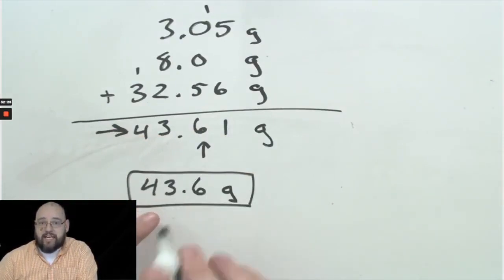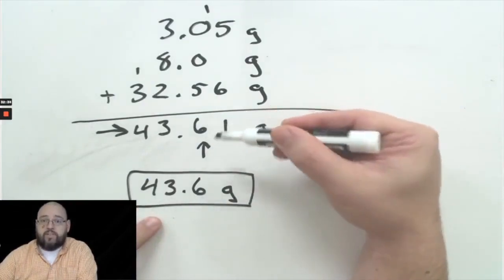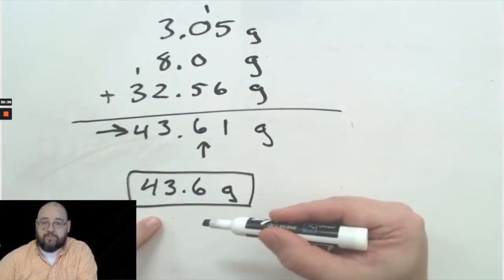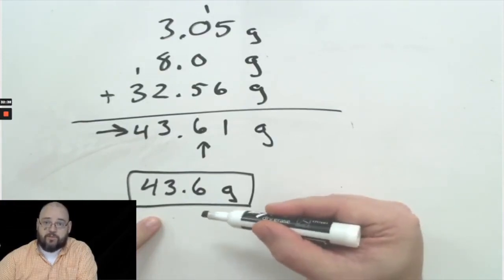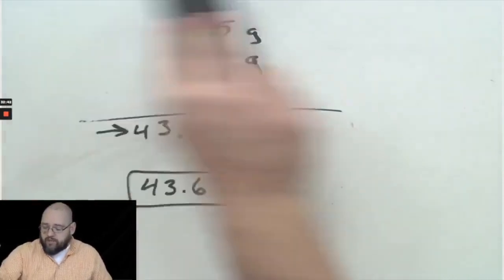This is the precise answer. This is the mathematical answer. We always want the precise answer, the one that is given to us by the significant figures of our measurements. All right, let's do another example.